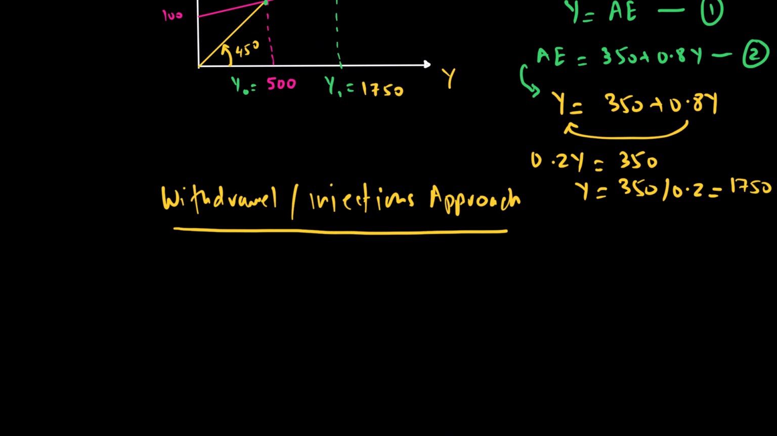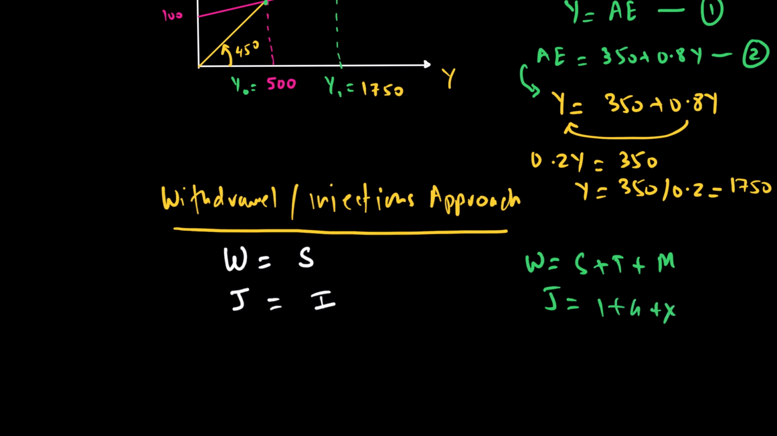So when we look at the withdrawals and injections approach, W is equal to only saving. That's the only withdrawal happening in the two-sector model, and the injection happening into the economy is investment. In reality, when you look at the whole model, W is equal to S plus T plus M, and J will be equal to I plus G plus X, and we mentioned that in our older video. But right now, because this is a two-sector model, we only have S and only have I as our withdrawal and injection. So what I'm going to do is make equations for my withdrawal and injection.